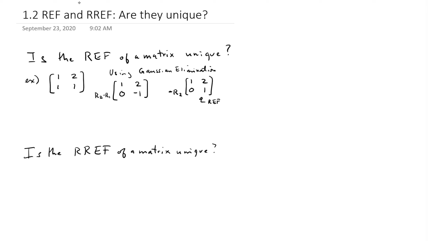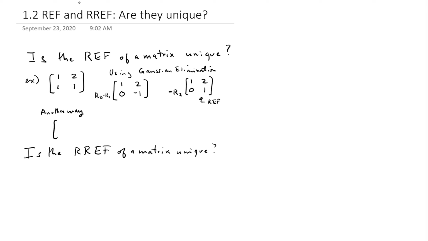So the question is, if I don't follow these specific steps that are given by Gaussian elimination, let's say I do other steps and eventually get a matrix in row echelon form, will it also be the matrix 1, 2, 0, 1? That's the question. So is 1, 2, 0, 1 unique in this case? So let's take a look at another way.